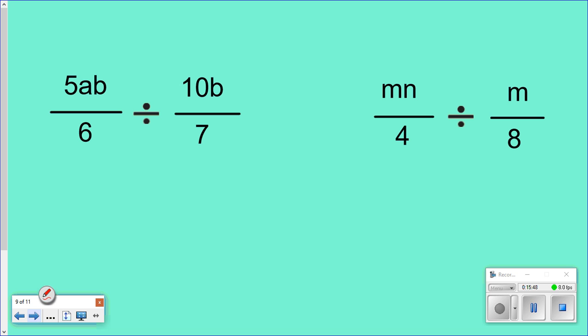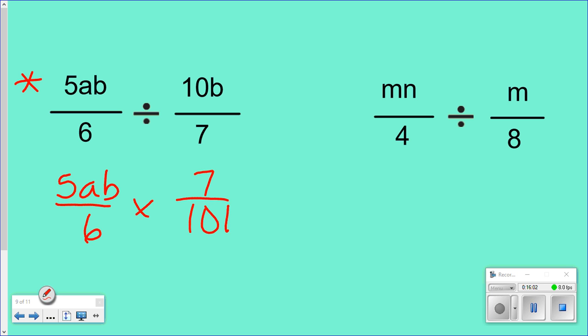Let's just quick, before we get done, let's do one more. Okay, so everybody's on the same page. Let's do this one. 5AB over 6 divided by 10B over 7. So this is how it would look. Times 7 over 10B.